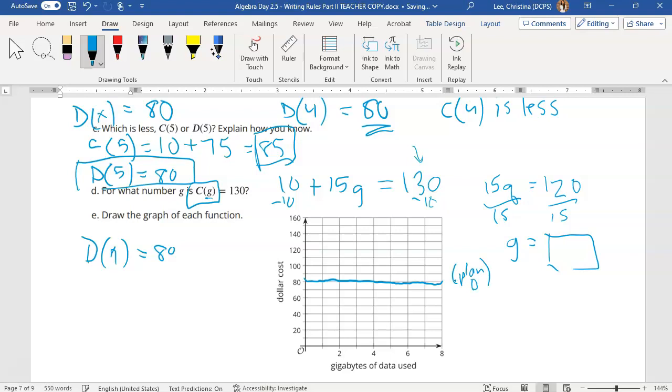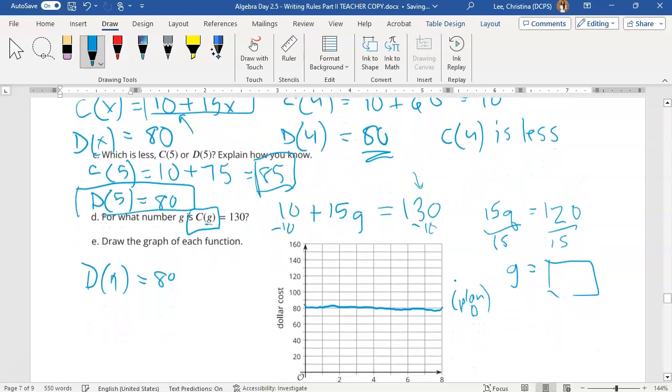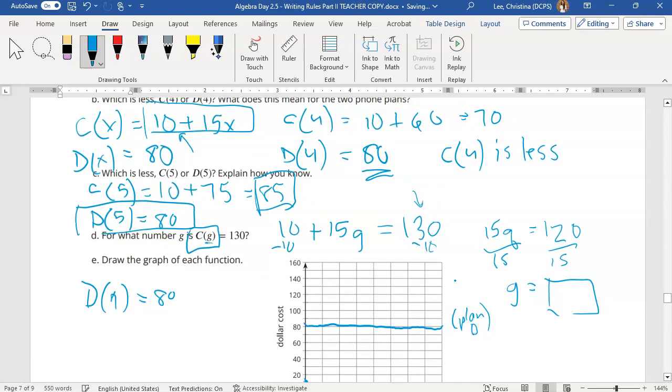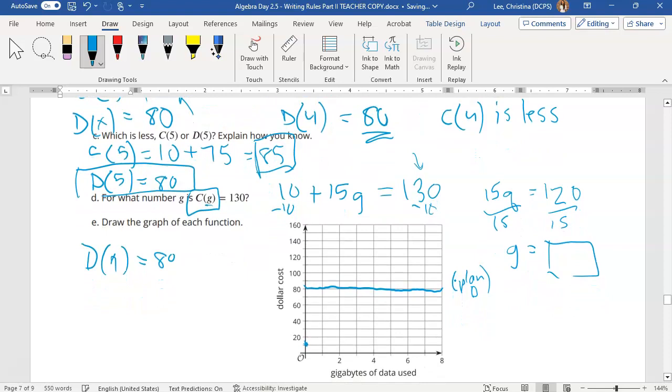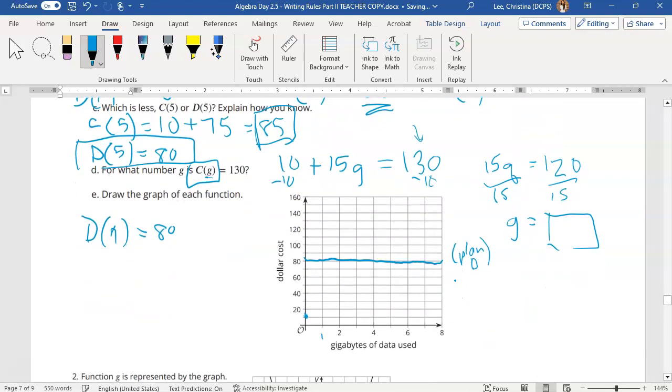Plan C, on the other hand, is going to start at $10, right? Because we have a starting amount here of $10, no matter what. So it's going to be here. And then as I use gigabytes, it's going to add 15. So it's going to go up 15 every gigabyte that I use. So if I use 1 gigabyte, now it's going to be 15 plus 10, so 25. So that will be about here, right, between the 20 and the 30.